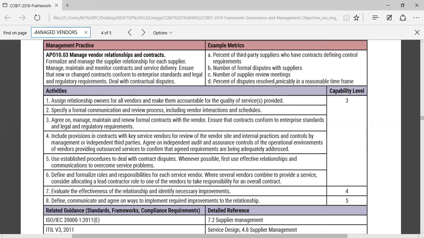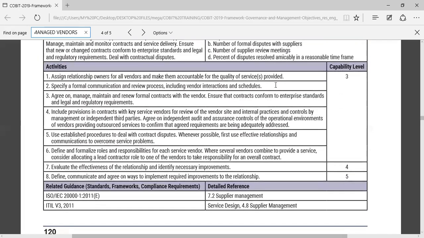All right. So we also need to communicate ways of improving the relationship within our organization and also to the vendor organization. So that is what ISO will call continuous improvements. All right. So these are the 8 activities under manage vendor relationships and contracts.